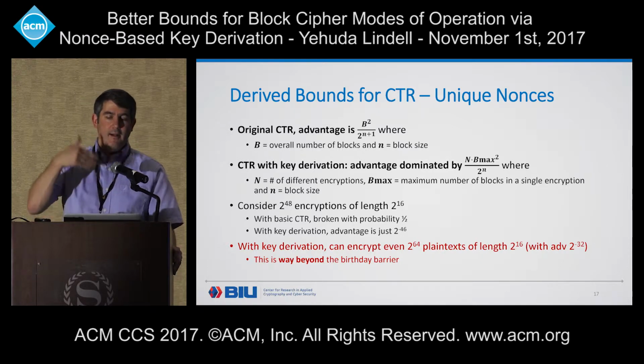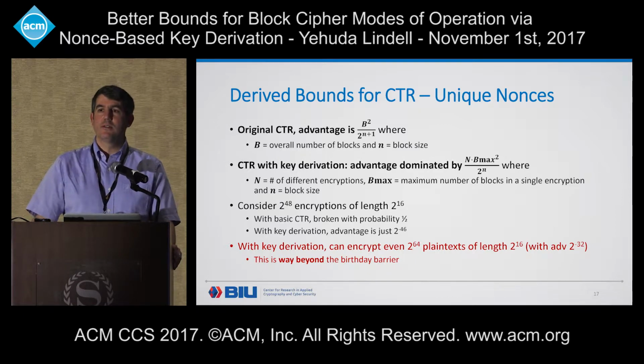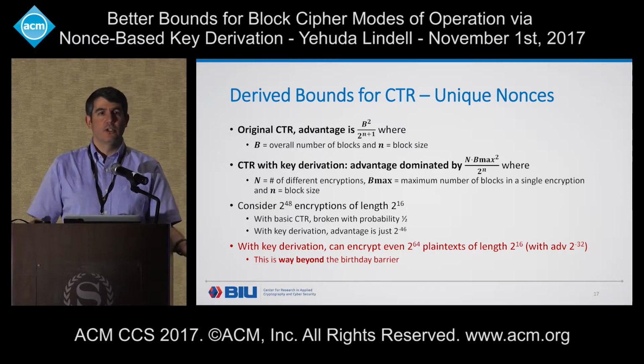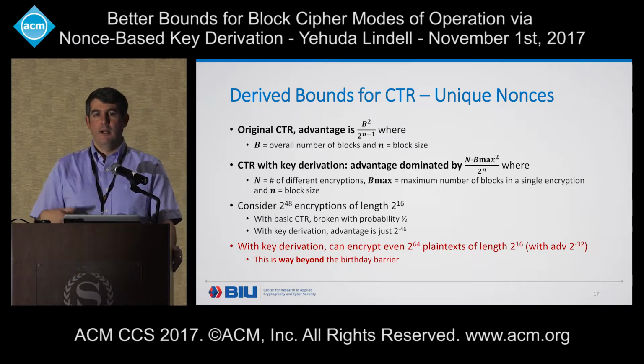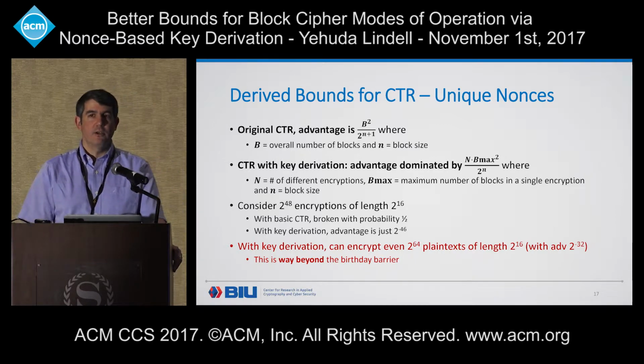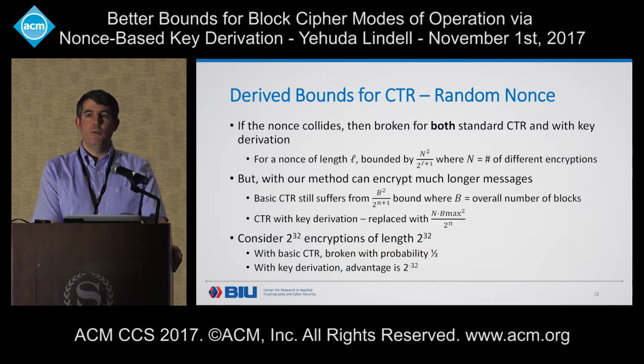So we're talking about an almost imaginary number of 2^80 blocks being encrypted and still having 2^-32 security. This shows that we actually get very, very impressive bounds and a strong increase in security using our key derivation method. What about with a random nonce?